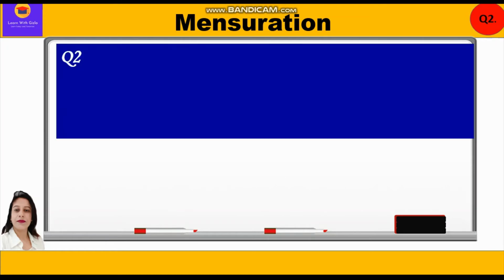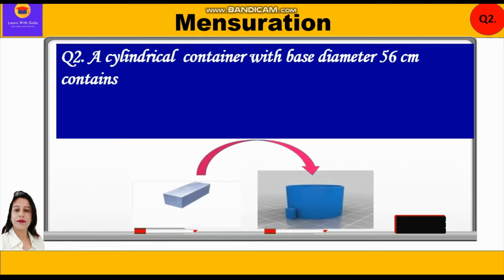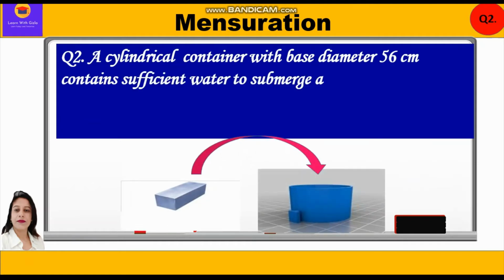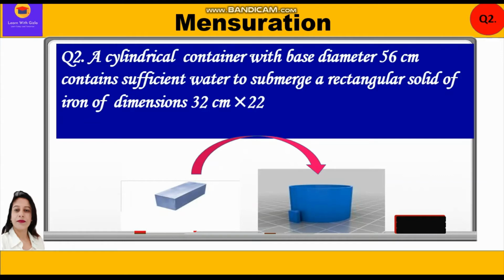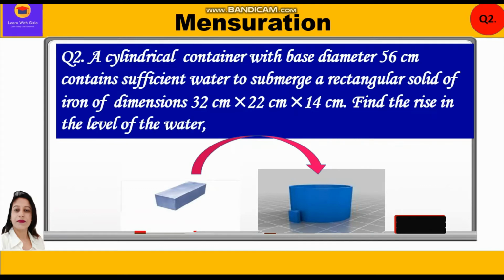A cylindrical container with base diameter 56 centimeter contains sufficient water to submerge a rectangular solid of iron of dimensions 32 centimeter into 22 centimeter into 14 centimeter. Find the rise in the level of water when the solid is submerged.